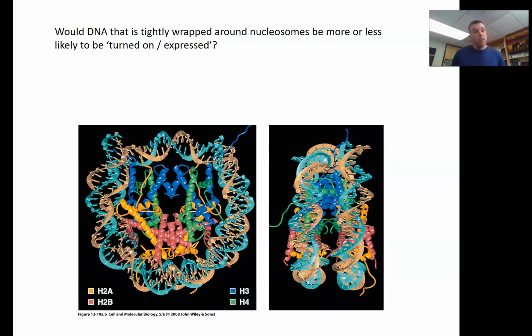All right, so with DNA, so we have nucleosomes. All right, nucleosomes are these proteins that wrap the DNA. So with DNA that is tightly wrapped around nucleosomes, would it be more or less likely to be turned on, more or less likely to be expressed? Well, if they're tightly wrapped, again, like the analogy with the sweater, that's tightly packed away. So the more tightly wrapped they are, the less they are being expressed.